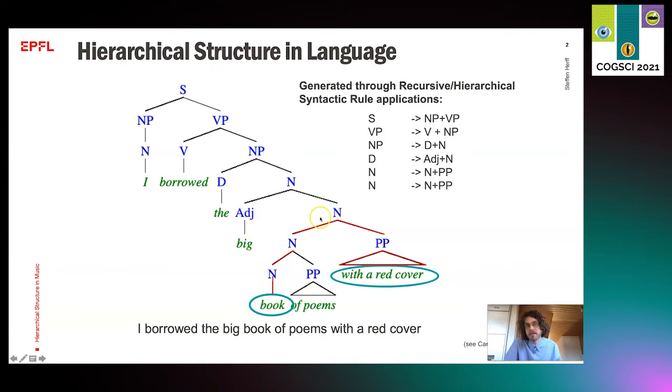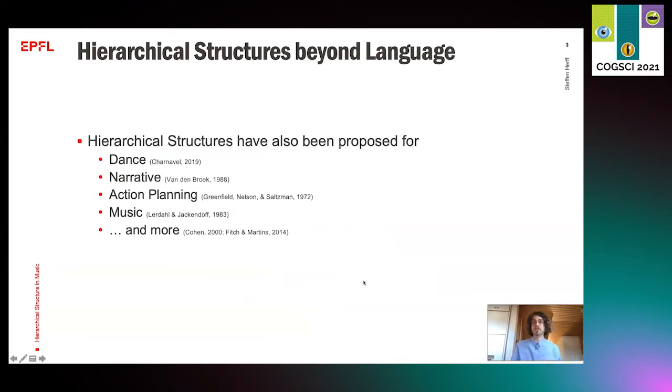In this particular example, what it tells us is that with the red cover relates to book rather than poem. We call this a long-term dependency because there's no adjacency relationship between them. This is important because long-term dependency is a hallmark of hierarchical structures. Now, the concept of hierarchical structures is not limited to language. Indeed, it has been proposed for a whole lot of different domains such as dance, narrative, action planning, music, and many, many more. Usually, it is proposed that we can use these hierarchical structures to analyze or describe structures or objects within these domains, but sometimes it's also proposed that these analyses of the structure, which then reveal dependencies, may have perceptual relevance.